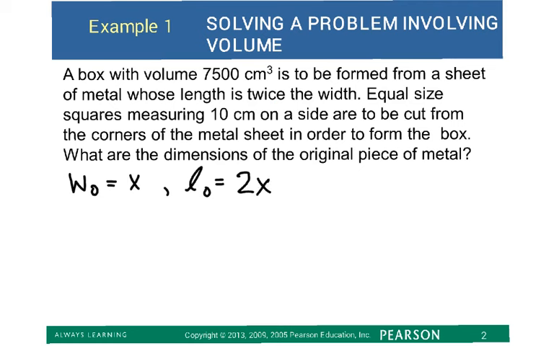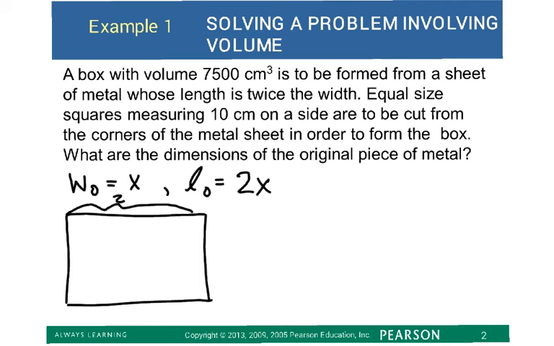Next, I'm going to draw a picture of what this looks like just to get us a better view of what we're going to be doing when we form our equation. So here is our sheet of metal. The length right here is 2x. The width is x. And then we are going to cut 10 centimeter squares from each corner. So I'm going to draw those in.